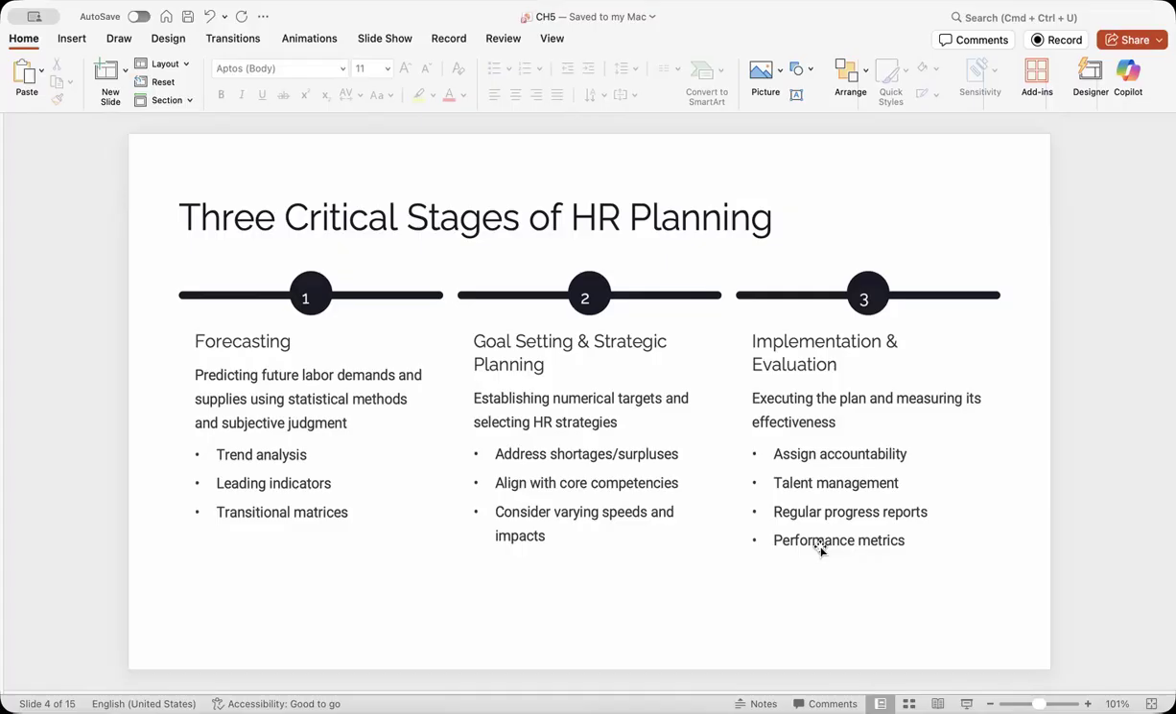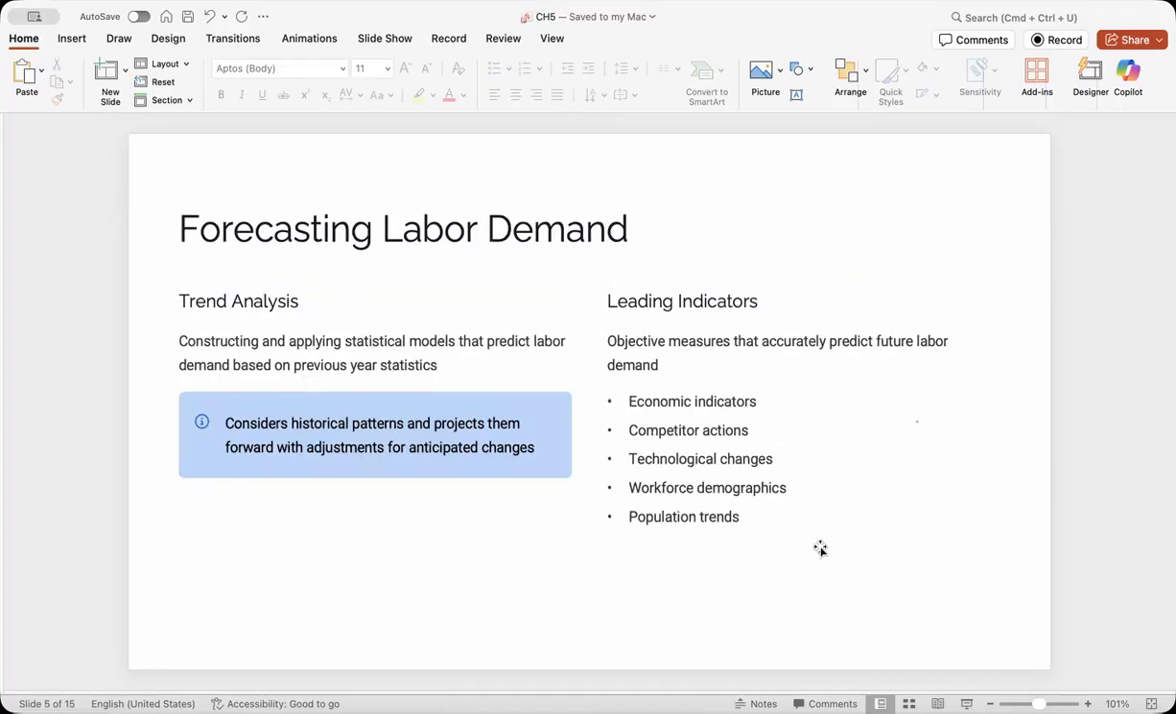Finally, we need to implement and evaluate, executing the plan and measuring its effectiveness, right? We need to assign accountability. We need to manage our talent. We need to do regular check-ins and progress reports, and we need to look at how we're performing. We need to put that into data and metrics and analyze them.